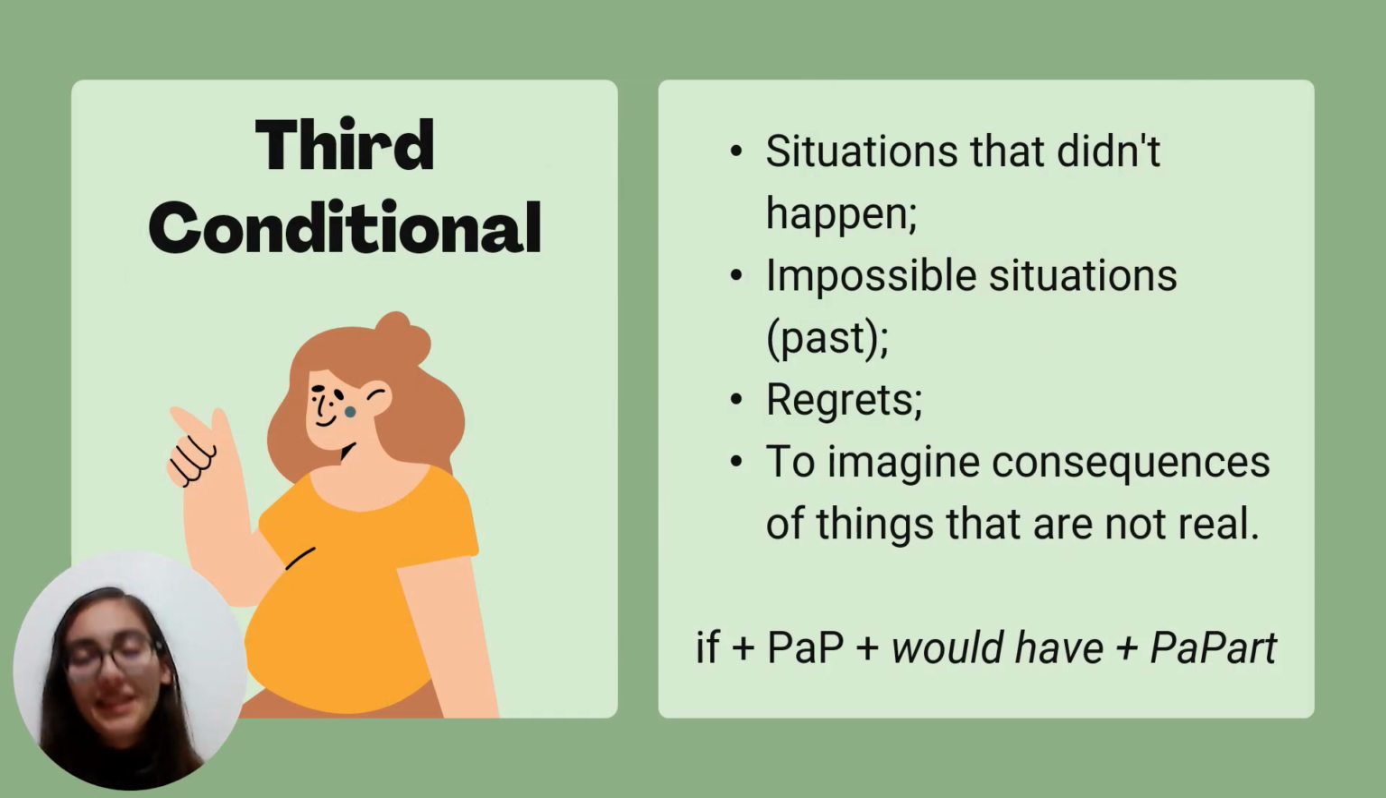Then we have the third conditional. It's the last kind of conditional sentence. And this is used for things that are impossible because they're in the past. We use it to talk about regrets or things that will never happen. And we build it by using the past perfect on the if clause, then would have or could have, plus a past participle for the main clause. So the third conditional is about things that we wish could be different, but we know that they're not going to be different.